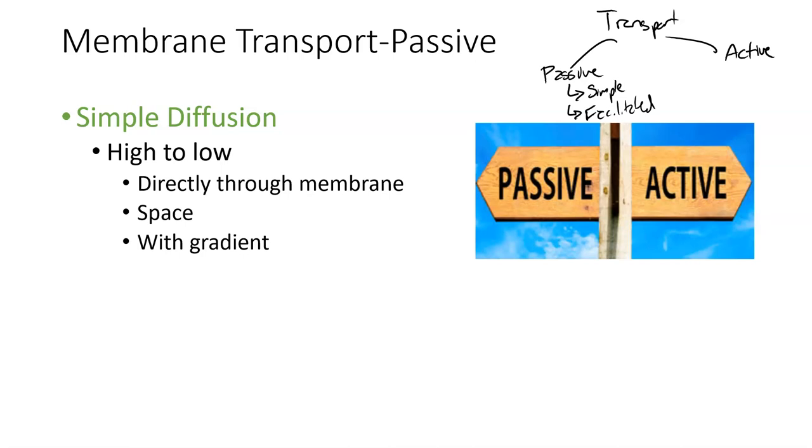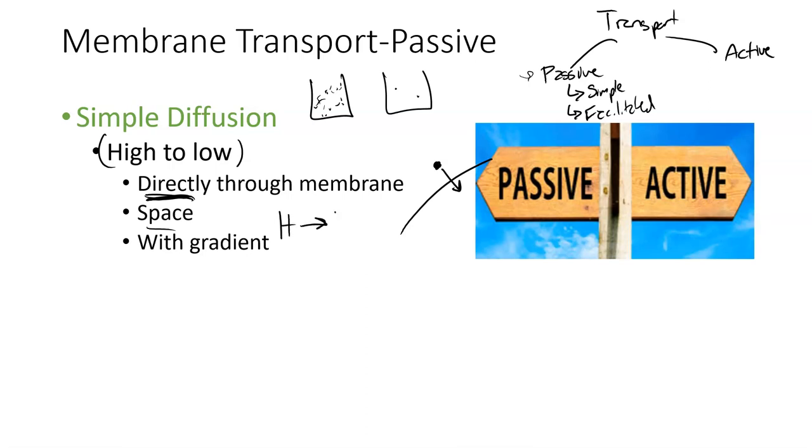Both types of passive transport are going to have some similarities. With simple diffusion, we're going to be moving from high to low. So we're going to be moving from an area that's very concentrated, let's say we're talking about some space like this, to an area that is much lower concentration. Simple diffusion goes directly through the membrane. So our cell membrane, that molecule can go directly through it, and it's going to be moving to an area with more space. When it goes from an area of high to low, we call that moving with the gradient.